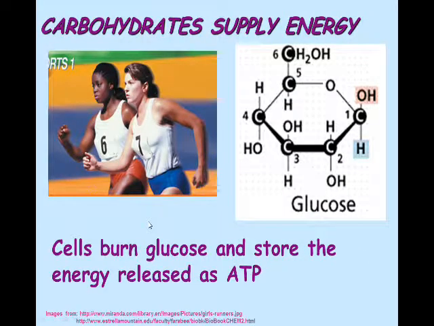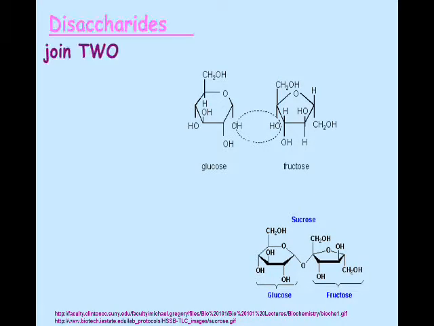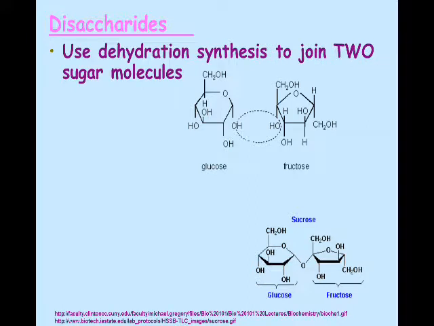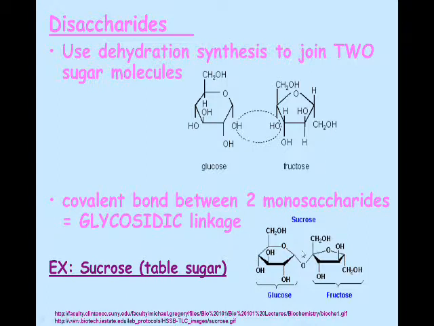What do we use carbs for? They're our energy supply. If your body is a car, glucose is the gasoline that you put in. Cells burn glucose in their mitochondria, and they store the energy that's released as ATP. We learned about that in bio. The other thing when we talk about carbs is not just simple sugars, but we also can join sugar molecules together, those monomers, monosaccharides, and we can use dehydration synthesis again to join pieces together to make bigger sugar molecules. For example, disaccharides, two sugars, two sweets, are made by joining two sugar molecules together. The bond that forms between sugar molecules is called a glycosidic linkage.